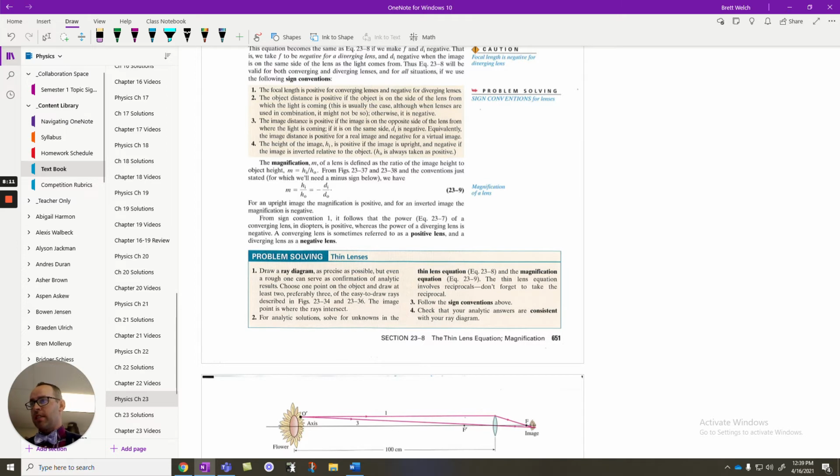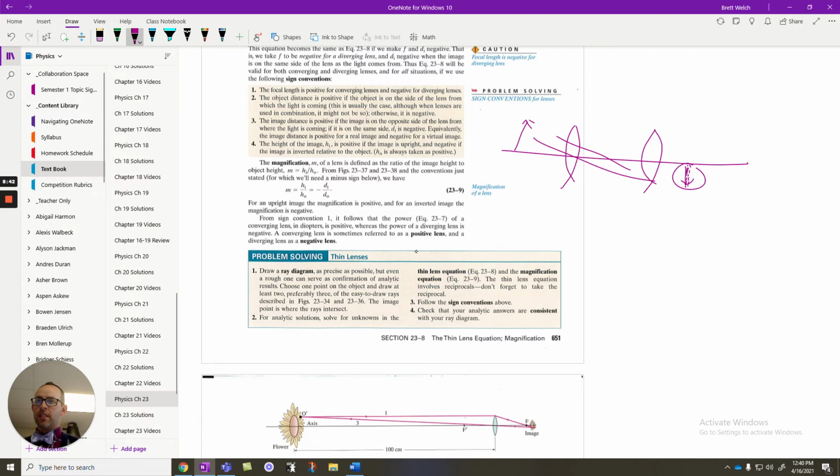The object distance is positive if the object is on the side of the lens from which the light is coming. That's almost always the case, unless we do multiple lenses. Sometimes, and this is just a rough run through, okay? Let's say I have two lenses. Here's my object, something like that. Well, let's say I go through and do all this stuff, and it turns out that the image for the first lens is right here, okay?